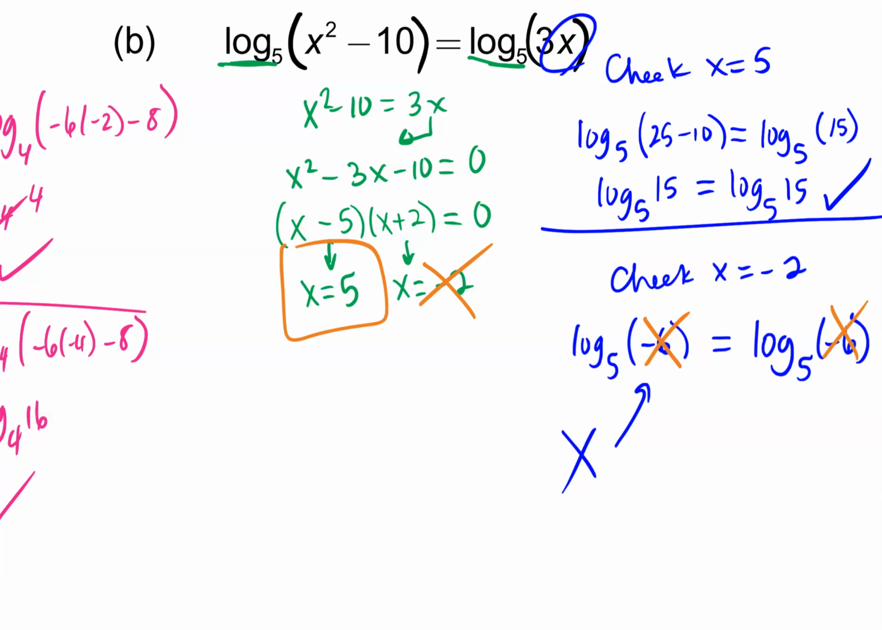We only have x equals 5 as our answer. Doesn't matter that the left is the same thing as the right. What matters is that inside, you can't take the log of a negative number, because no matter what exponent you put 5 to, it will never be negative. If I put 5 to the 10th, it's going to be a really big positive number. If I put 5 to the negative 10, that's the same thing as 1 over 5 to the 10, so it still is going to be positive, it's just a small number.